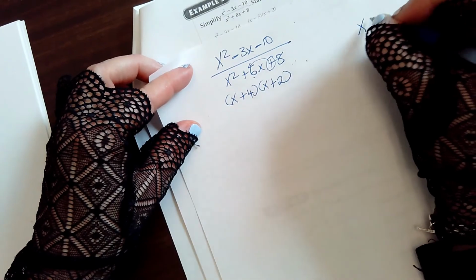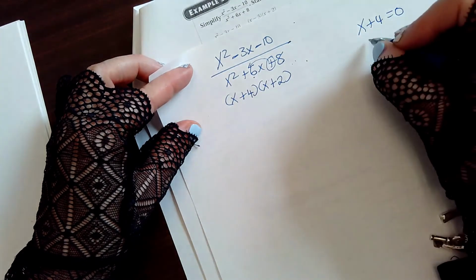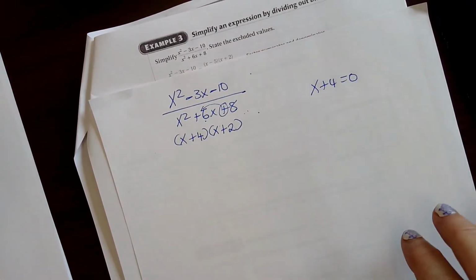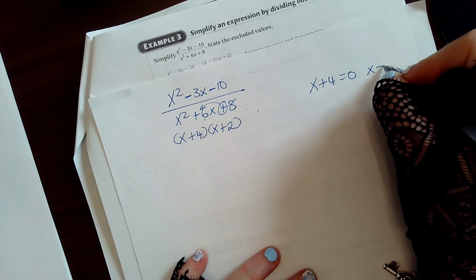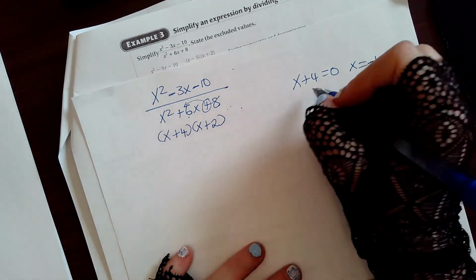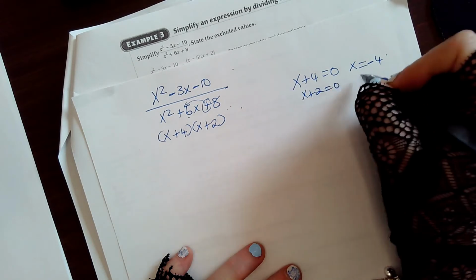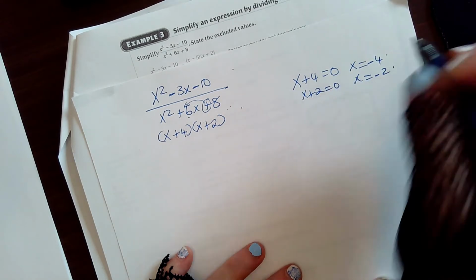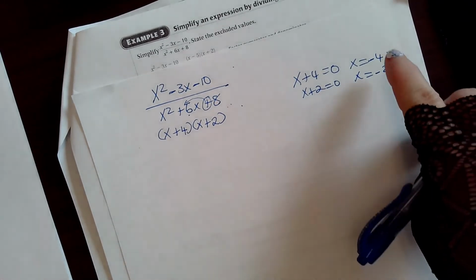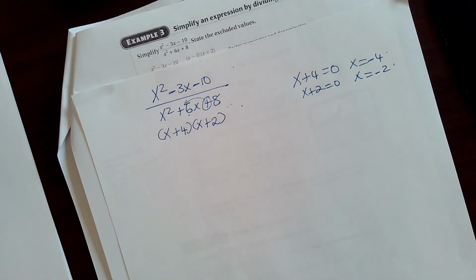So I take these and set them equal to 0. Hold on, I want to make sure that you can clearly see this. Okay, so one of the excluded values is negative 4. The other one, x plus 2, hopefully you can see this in your mind, it's the opposite, is negative 2. So the two excluded values are negative 4 and negative 2, okay? So that's what they want first.